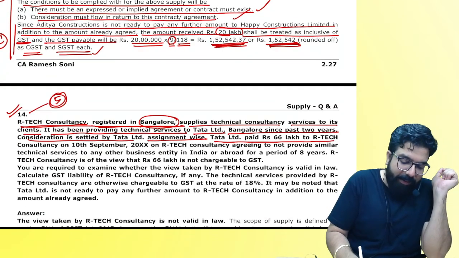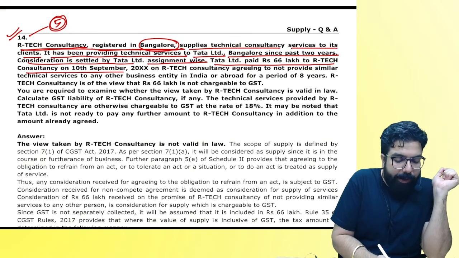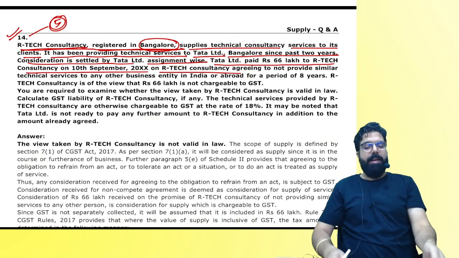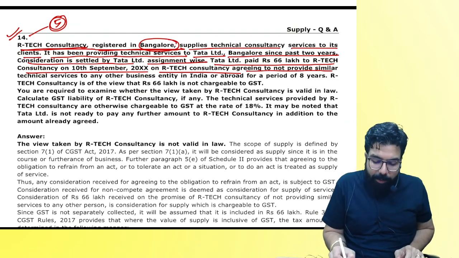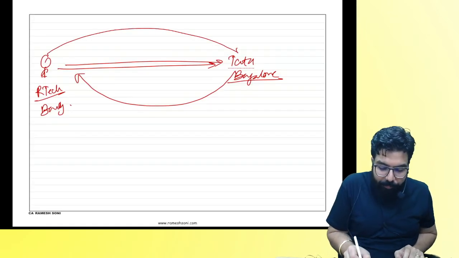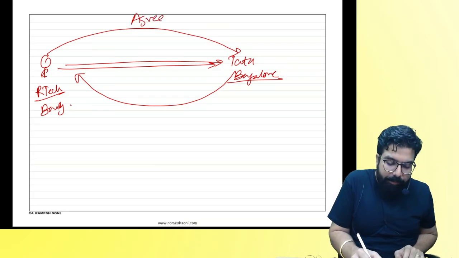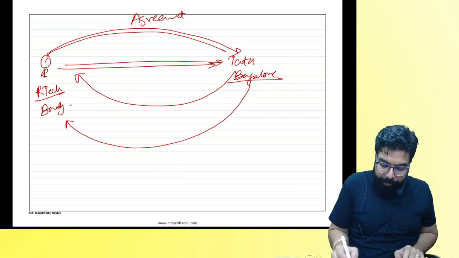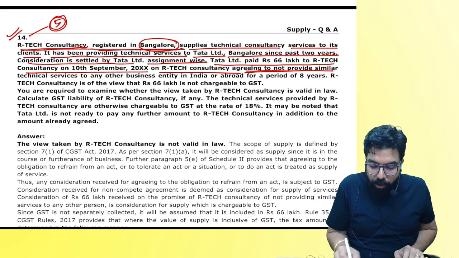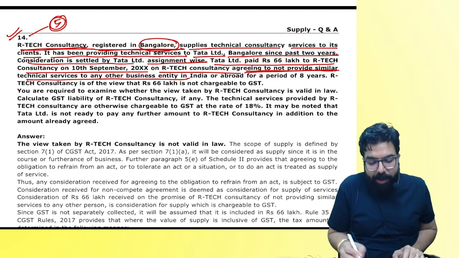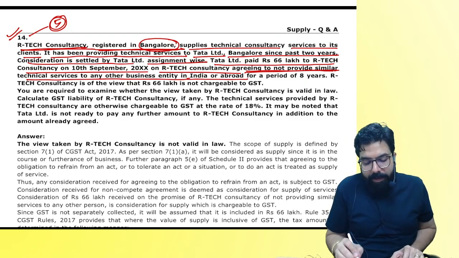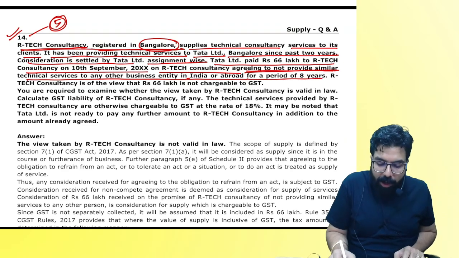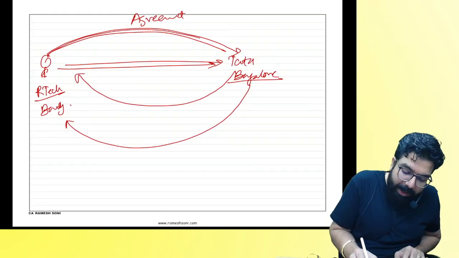Then Tata paid 66 lakh to Artec on 10th of September on Artec agreeing to not provide similar services. People, Artec agreed. They made an agreement and they received a consideration. They agreed to do what? Not to provide similar technical service to any other business entity in India or abroad for a number of years.